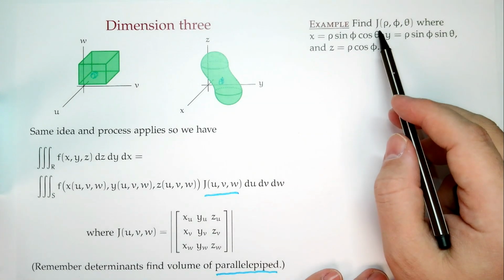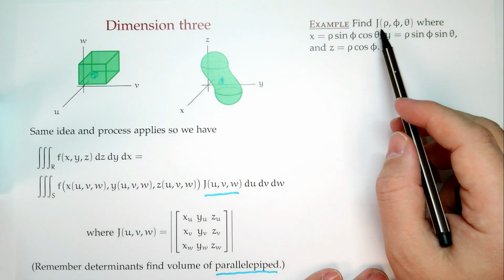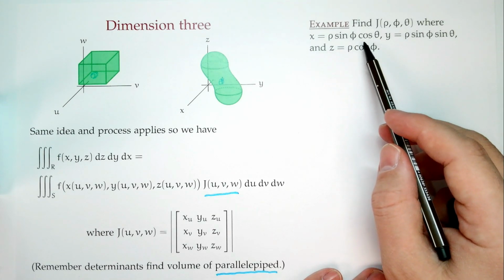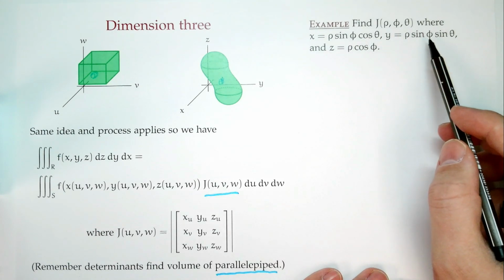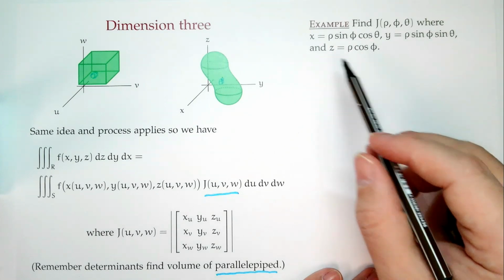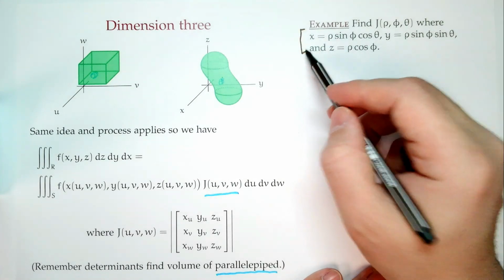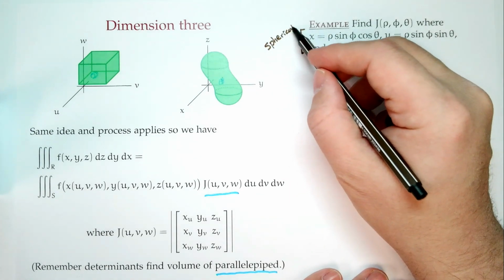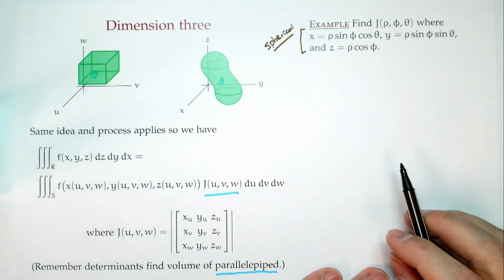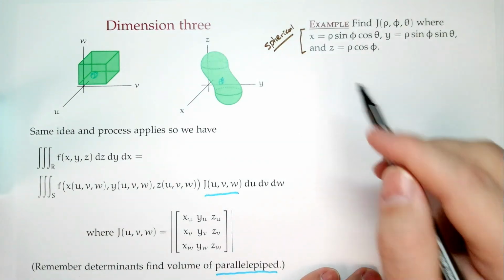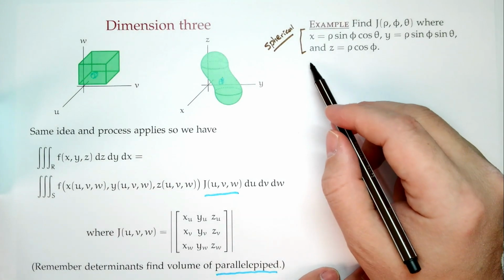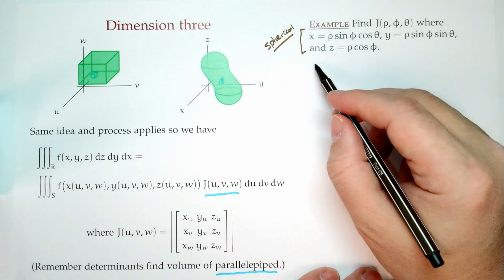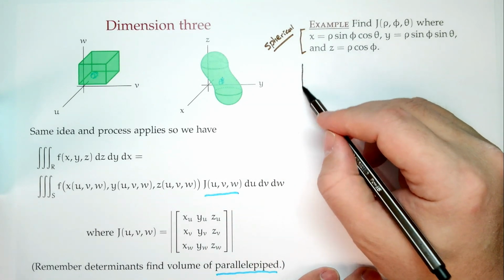So here we go. Suppose I want to find the Jacobian in rho phi theta, where x equals rho sine phi cosine theta, y equals rho sine phi sine theta, and z is rho cosine phi. Now if that looks familiar, it should. This is spherical coordinates. So what does the Jacobian say? Well, let's work this out. So we're going to take our various derivatives. So we're going to look at a 3 by 3 determinant.